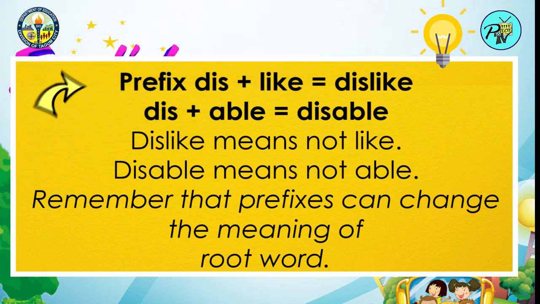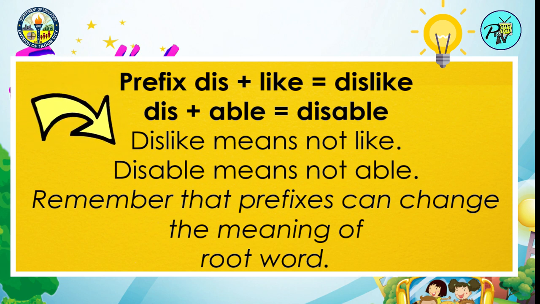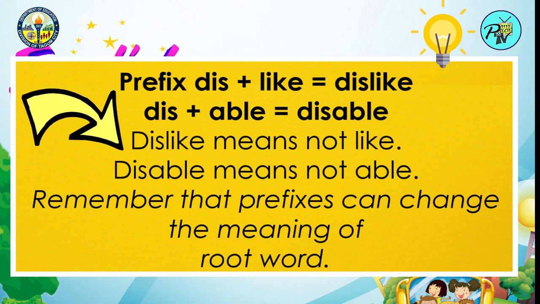Prefix dis plus like is dislike. Dis plus able is disable. Dislike means not like. Disable means not able. Remember that prefixes can change the meaning of a root word.